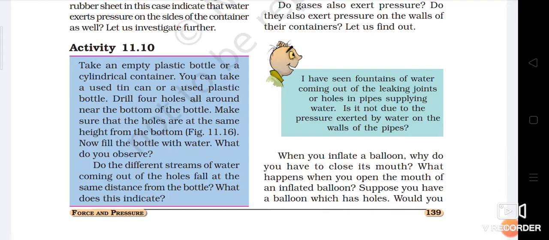Take an empty plastic bottle or a cylindrical container. You can take a used tin can or a used plastic bottle. Drill 4 holes all round near the bottom of the bottle. Make sure that the holes are at the same height from the bottom. Now fill the bottle with water. What do you observe? Do the different streams of water coming out of the holes fall at the same distance from the bottle? What does this indicate?